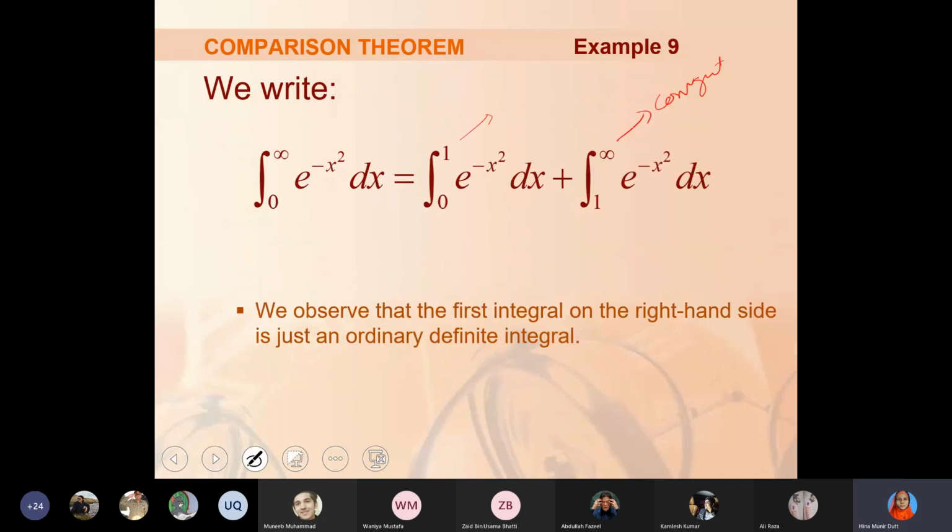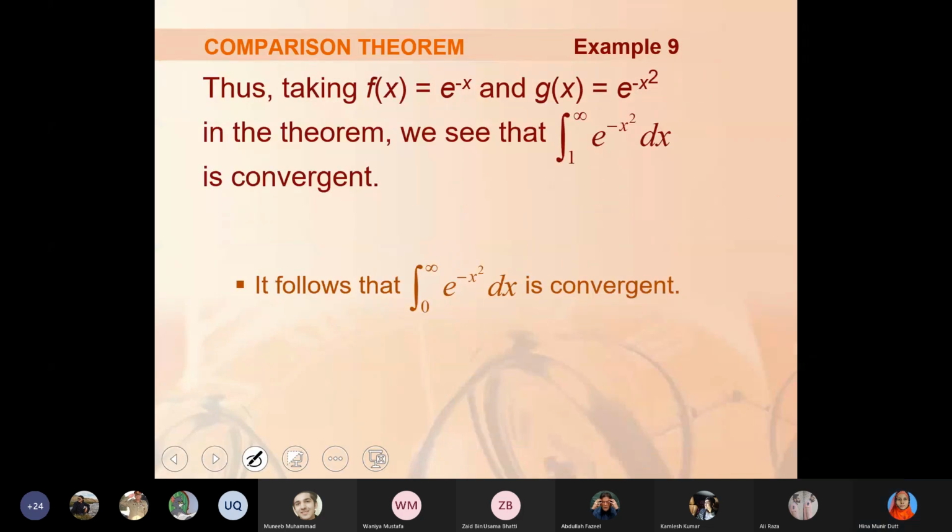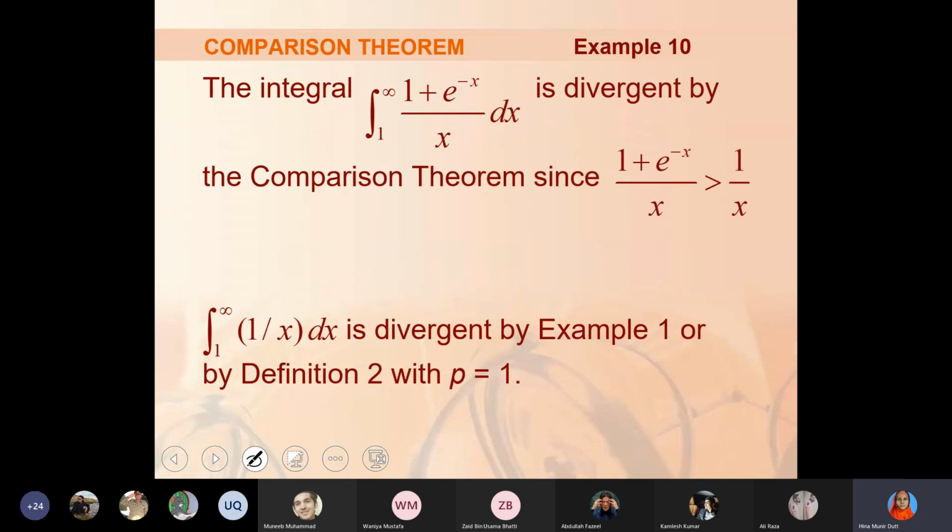Okay, I have written some more examples and exercises here, so let's look at these too. Now I have this function, 1 plus e power minus x over x, divergent by using the comparison test. So the exponential is always a positive function.